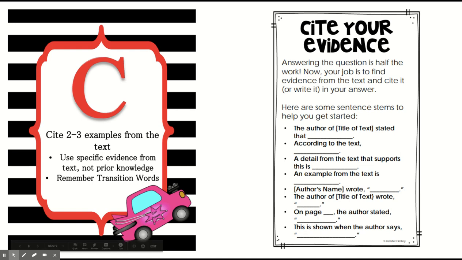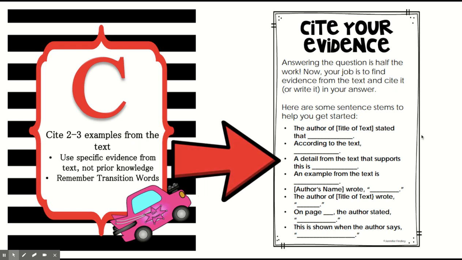Hey guys, when we left off the other day, we had talked about the first two letters in our acronym RACE for answering questions. Today we're going to talk about the third letter, C. C is when we cite examples from the text. We are going to be quoting directly from the text to answer our question. This is going to show our evidence from the text so that we have proof that our question is answered.